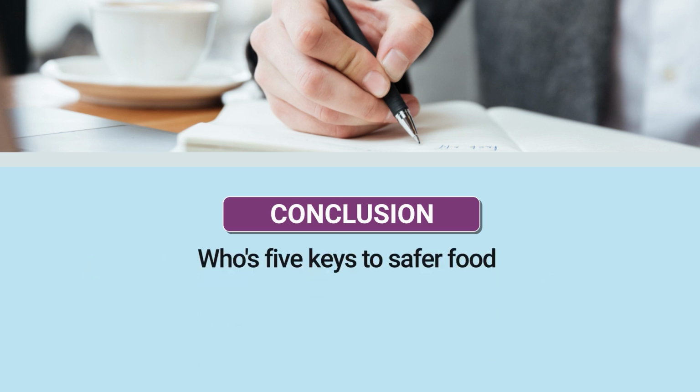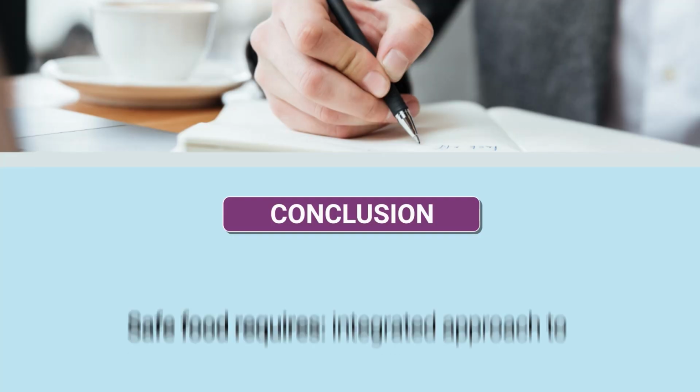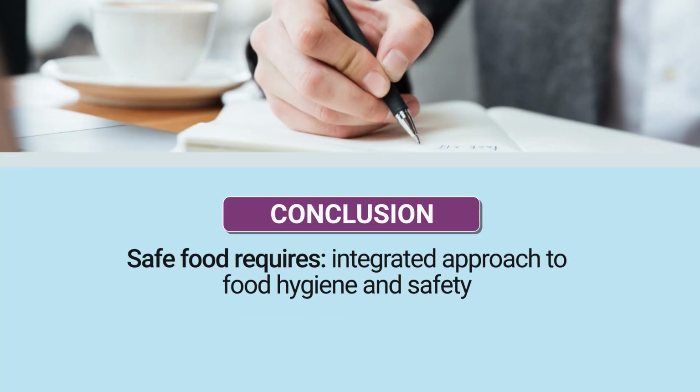Then the WHO has given 5 keys for safer food, which can be applied at the home level, at the industry level, at any level. Safe food requires an integrated approach to food hygiene and safety. So remember, food safety is a global priority, and safer food will give us better health.